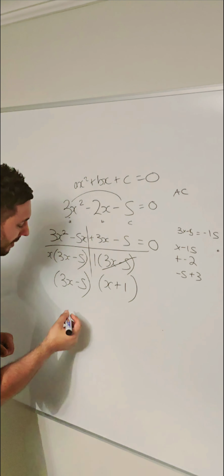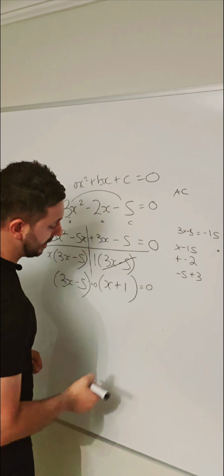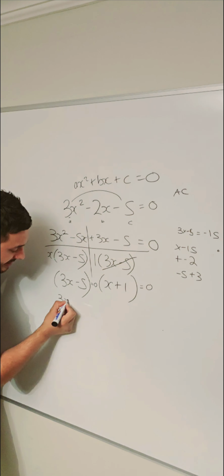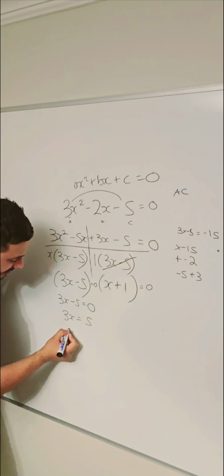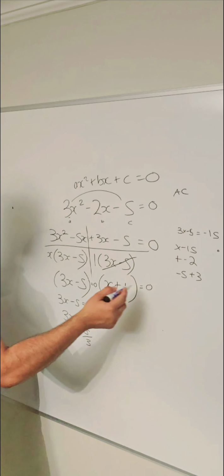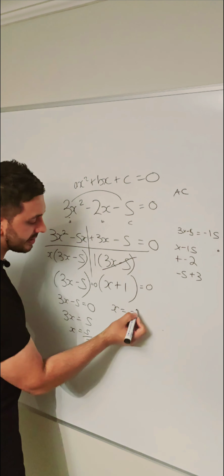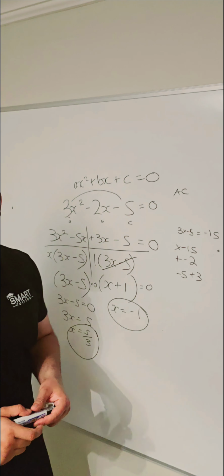So the 3x minus 5, what I need to do is make that equal to 0, and the x plus 1 is also equal to 0. So the 3x minus 5, plus 5 on both sides and divided by 3. And one solution of x, guys, is 5 over 3. Same on this side over here, just minus 1 on both sides. And my two solutions here, guys, are 5 over 3 and negative 1.